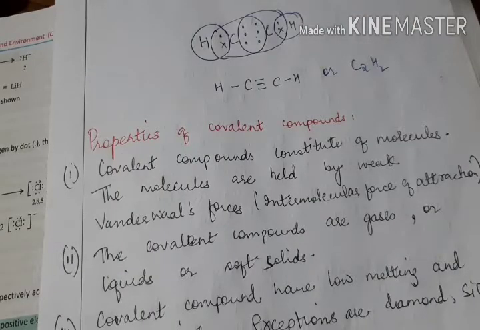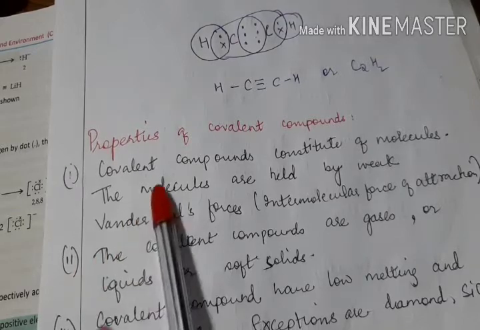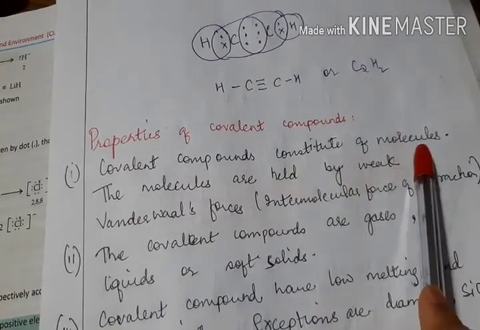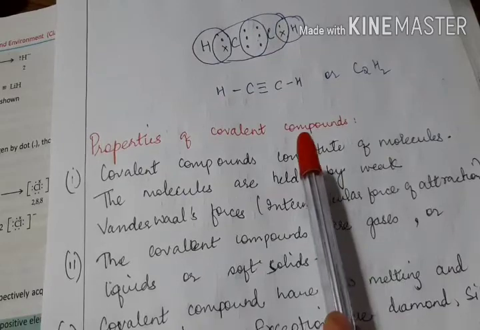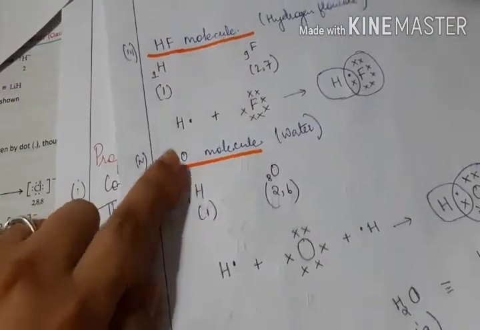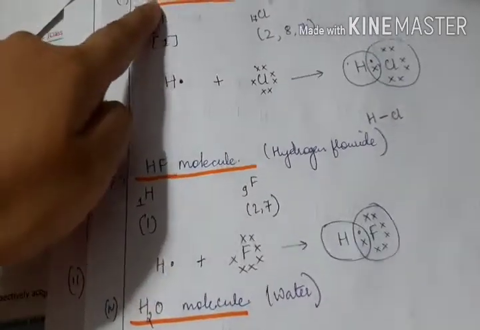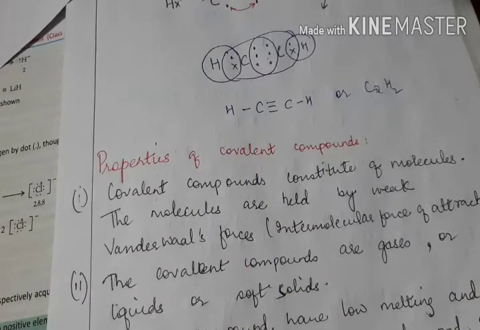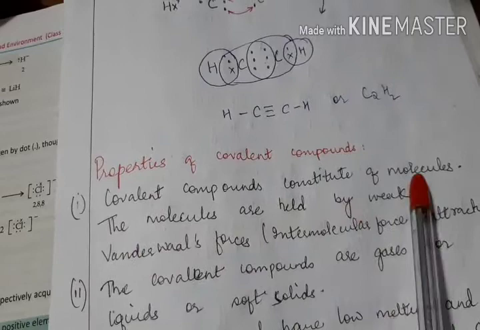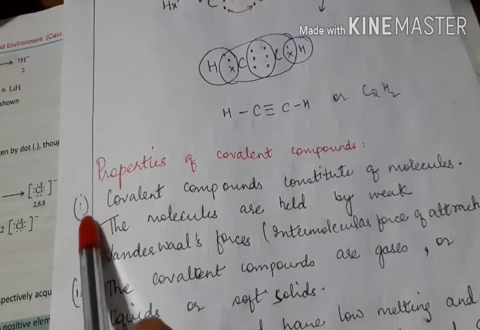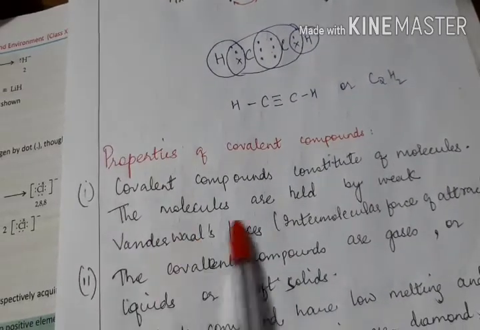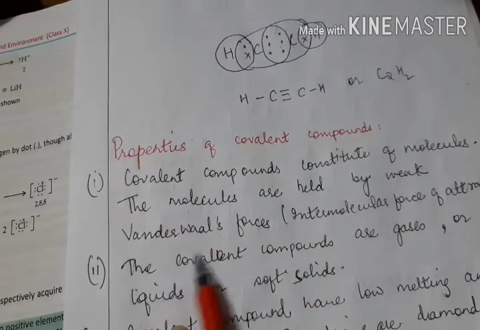Now let's discuss the properties of covalent compounds. The first one is that covalent compounds are constituted of molecules. As you could see earlier, they are made up of molecules: water, H2O molecule, HF molecule, HCl molecule, and so on. Ionic compounds were made up of ions, whereas covalent compounds are made up of molecules. Very important point.